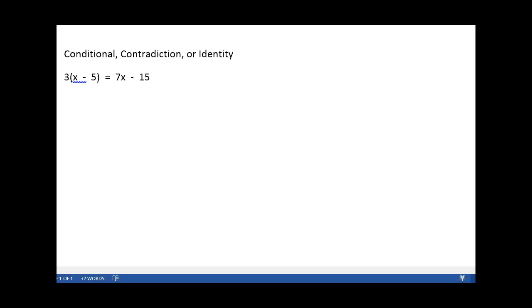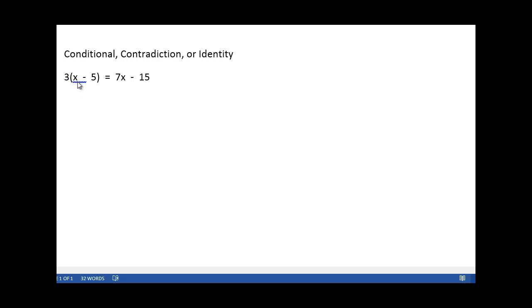Identify the equation as either being conditional, a contradiction, or an identity. So the first step in identifying the equation is solving. So what we're going to do is solve this equation by first using the distributive property.